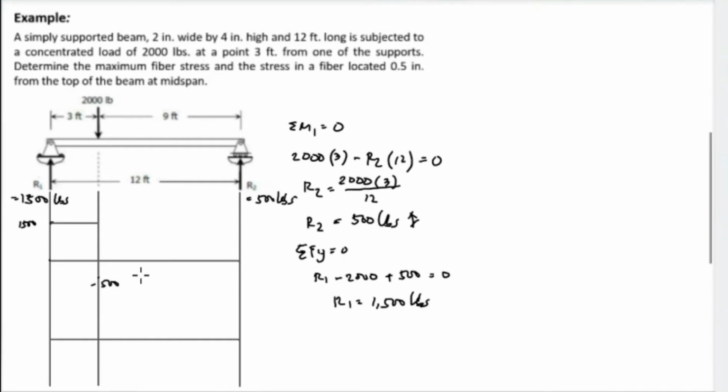Negative 500. And from this point up to point 2, no load, therefore the line is horizontal, and it is a straight line. This is equivalent to negative 500. And from this point up to the reaction 2, the value is 500, and it is upward. So negative 500 plus reaction 2, which is 500, and the value is 0. So this will be 0. And we have the shaded area.